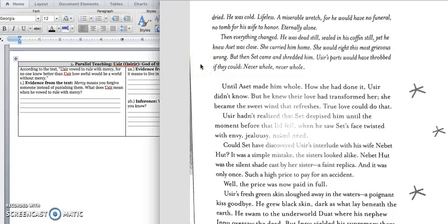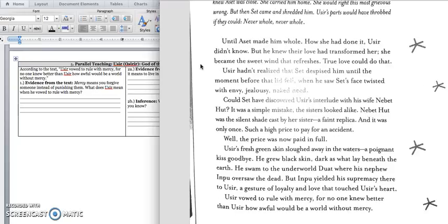And we remember from a couple of weeks ago that Egyptians believed that their body had to be completely whole and preserved in order to make it into the afterlife. You couldn't go to the afterlife if you didn't have a body. And that is why Set ripped him up. And Usir is remembering all of this.